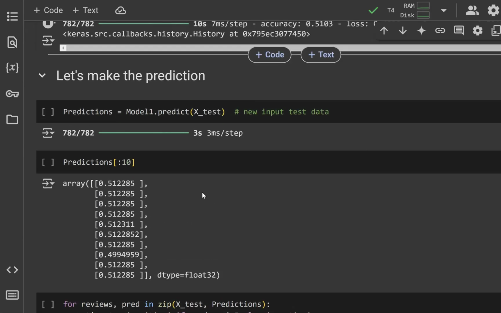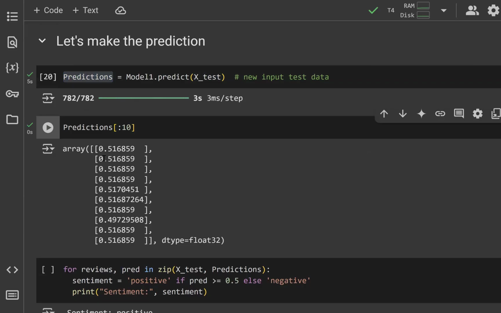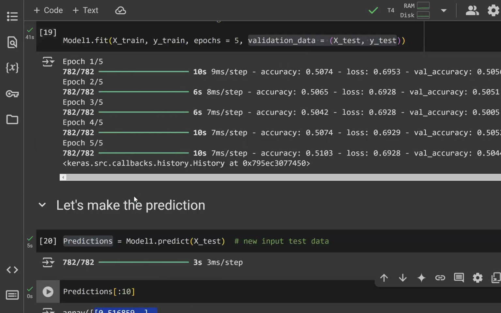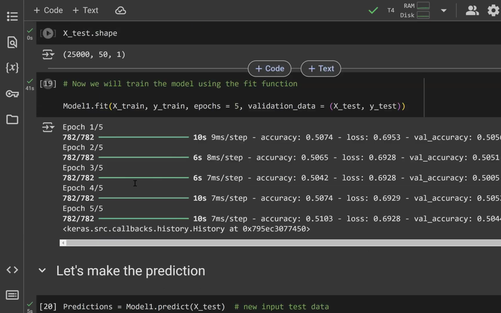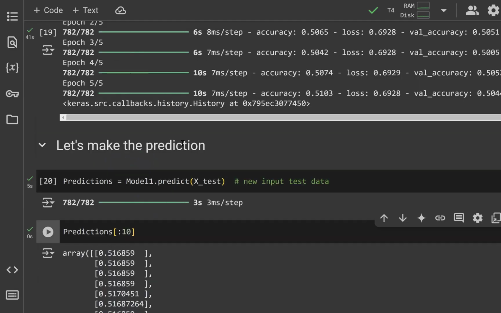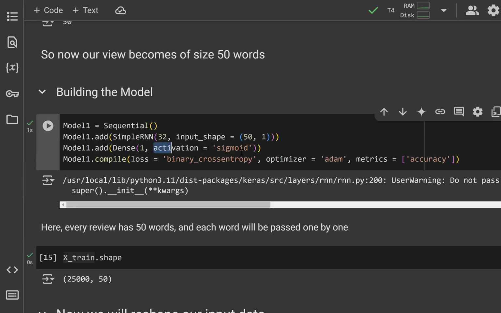Now, once it is completed, it is time for the prediction part. You make the prediction on new input test data, and your values get stored in the prediction variable. But your prediction should be what? Either 0 or 1. 0 means a negative review, 1 means a positive review. But here you are seeing the answer in probability format. That is because we have used the sigmoid function for the activations.